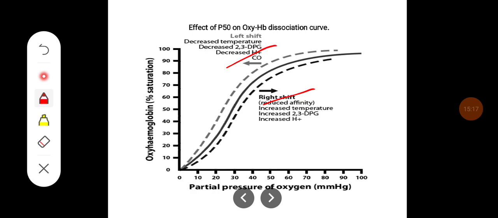So usually right shift means there is a decreased affinity towards oxygen, which can occur when there is increased temperature, increased 2-3 DPG levels and increased H+ ions. Conversely, the left shift means there is an increased affinity of oxygen towards hemoglobin. So that can occur in decreased temperature, decreased 2-3 DPG levels, decreased H+ ions.